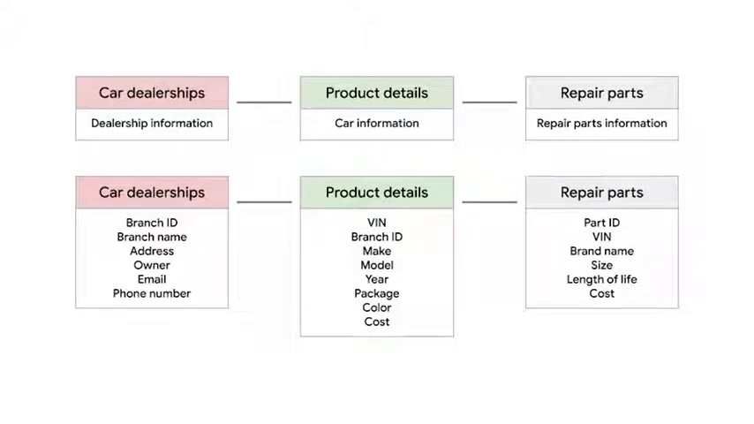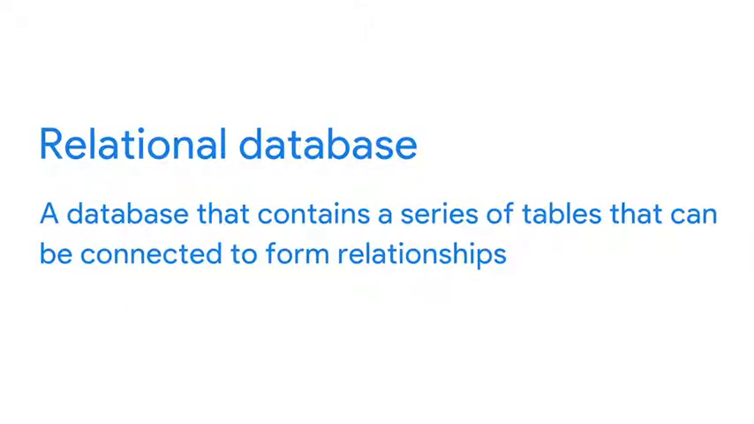The top level includes car dealerships, product details, and repair parts. Then, if you drill down to the next level by selecting one of those tables, you'll find more specific details about each item. This is called a relational database. A relational database is a database that contains a series of tables that can be connected to form relationships.